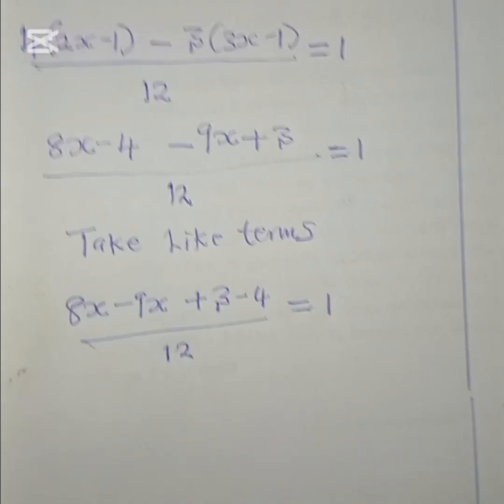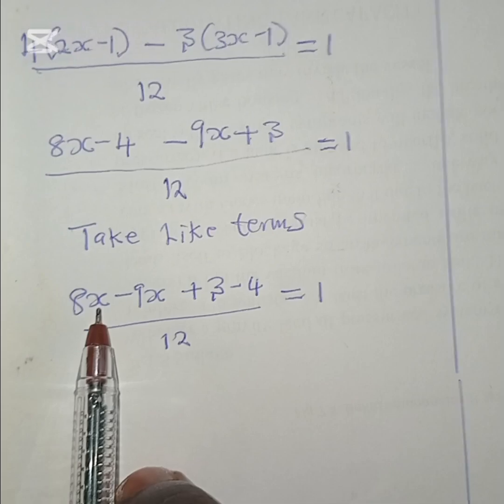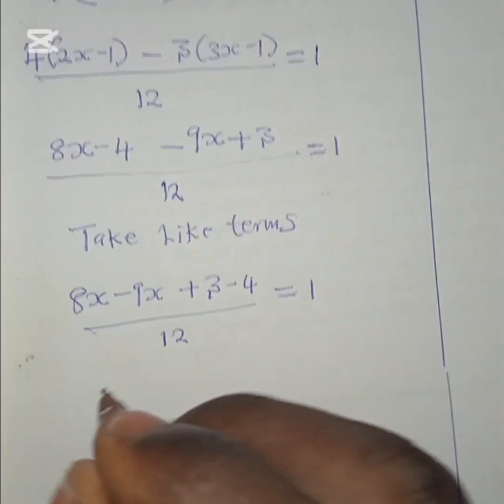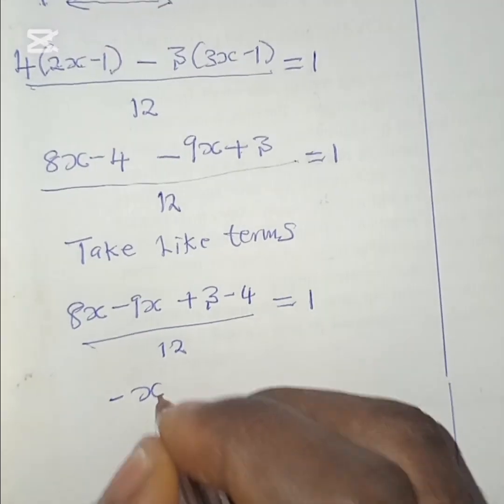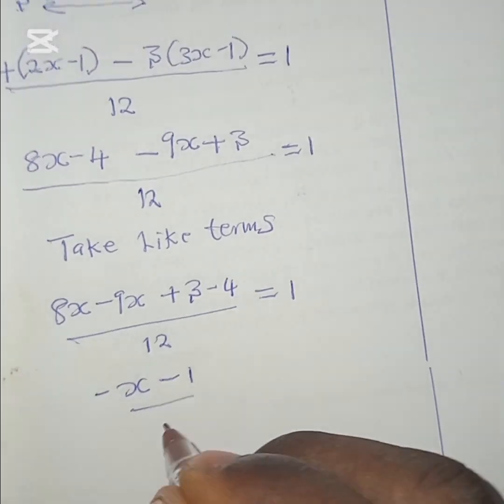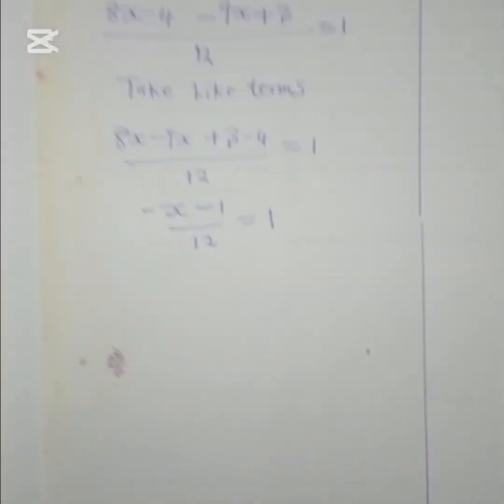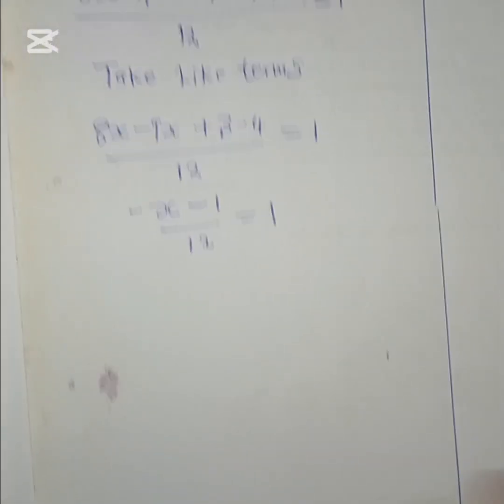I see it's becoming simpler, right? So 8x minus 9x will give you minus x. So 3 minus 4 will give you minus 1, all over 12 is equal to 1. Now the next thing is to cross multiply again.